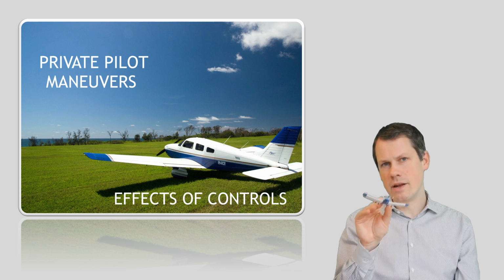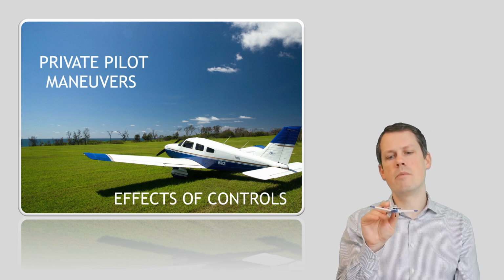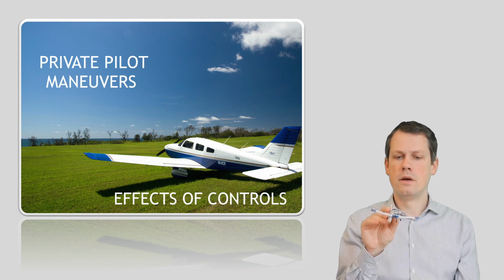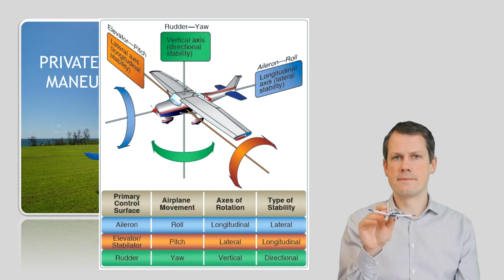Well, not necessarily in a turn. Normally you are then in a turn. We'll talk about that later. But one wing will drop, will be lower than the other. This movement is called roll around the longitudinal axis.